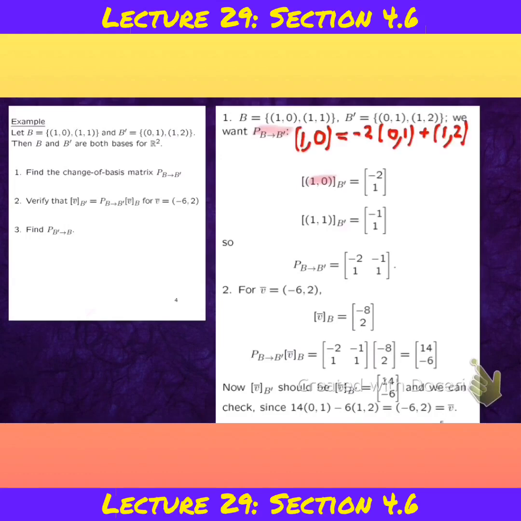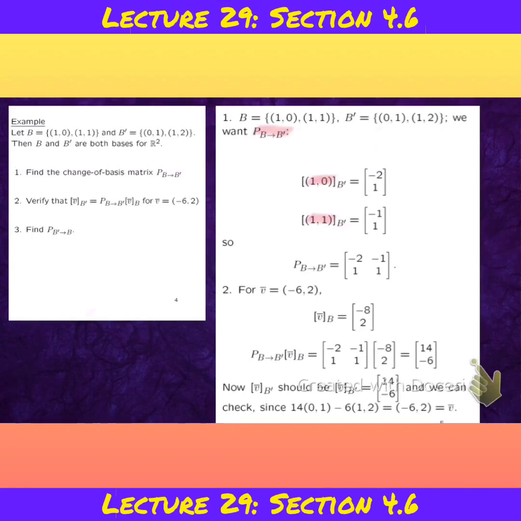Alright, so setting up our linear equation, we can solve these coefficients as -2 and 1. Right, so there we've got -2 and 1. Right, so next we take the vector 1, 1 and we write it as a linear combination of the vectors in B prime. And there we have the linear combination. Right, so having written down that linear combination, we can then read off our values for the coordinate vector, which is -1 and 1. And there we have our column vector -1, 1.